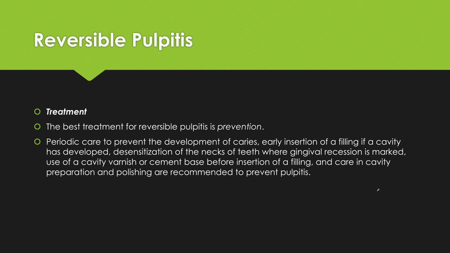Best treatment for reversible pulpitis is prevention. Periodic care to prevent the development of caries, early insertion of a filling if a cavity has developed, desensitization of necks of the teeth where gingival recession is marked, use of a cavity varnish or cement base before inserting a filling, and care in cavity preparation and polishing are recommended to prevent pulpitis.